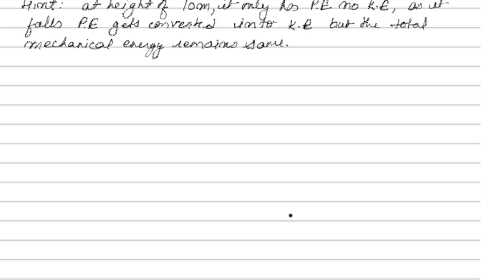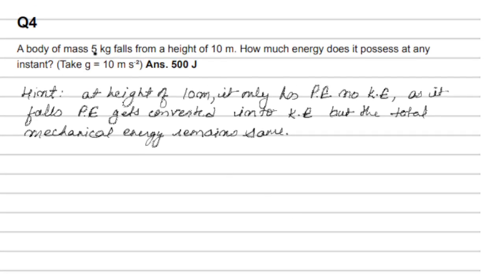Okay, let's go for the next question. A body of mass 5 kg falls from a height of 10 meter. How much energy does it possess at any instant? Okay, so at any instant, if there is no friction and only gravity is working on it, its mechanical energy will remain the same. So it will have the energy of 500 joules. Whatever the potential energy, we can calculate by mg delta h: m is this, multiplied by this 10, 50, and then again multiplied by 10, 500 joules, and it will remain the same.